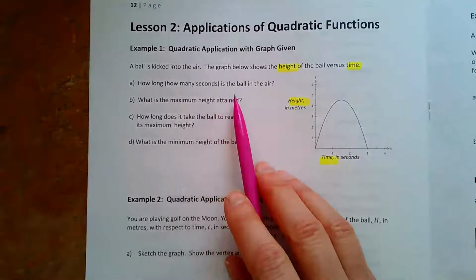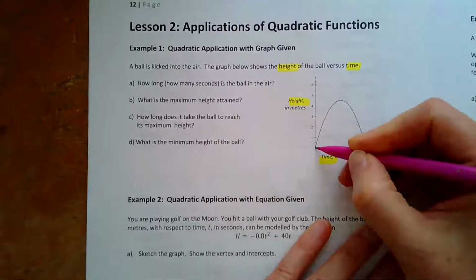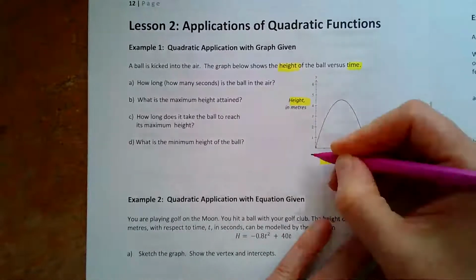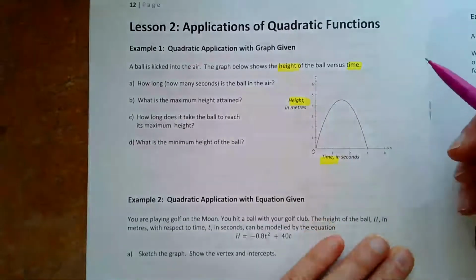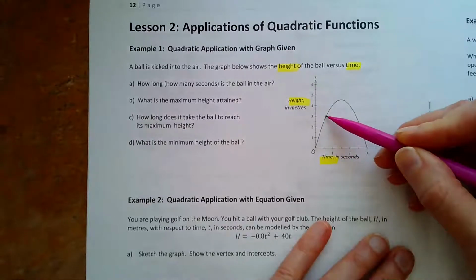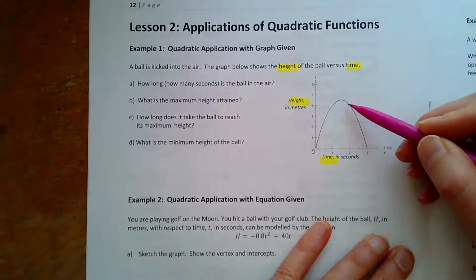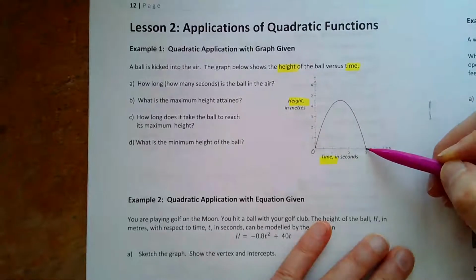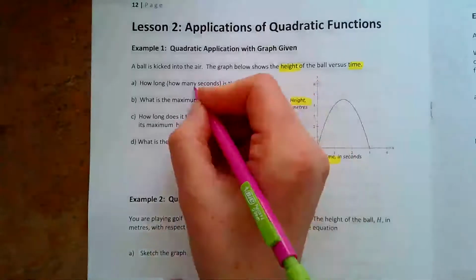How many seconds is the ball in the air? All right, well, the ball was kicked into the air here. This is time 0, right? This is the quadrant 1 graph because everything has to be positive. So at time 0, the ball was kicked into the air. It hit a maximum, right? It went as high as it could go, and then it started falling down again and hit the ground. So in total, the ball was in the air for 3 seconds.